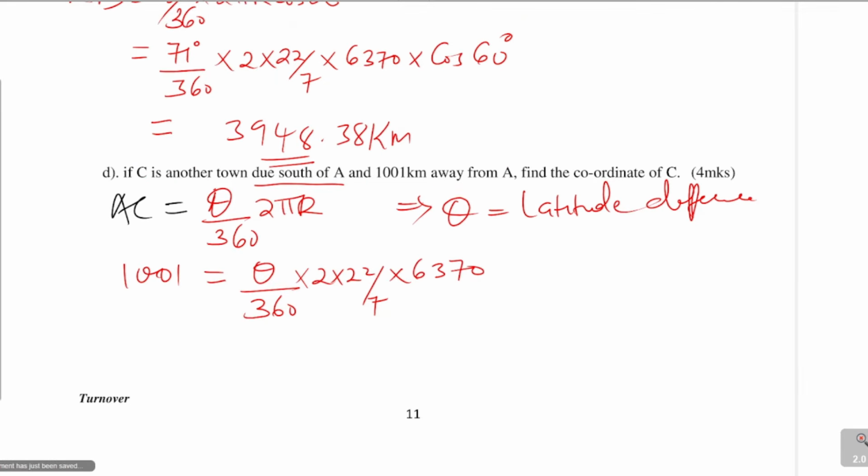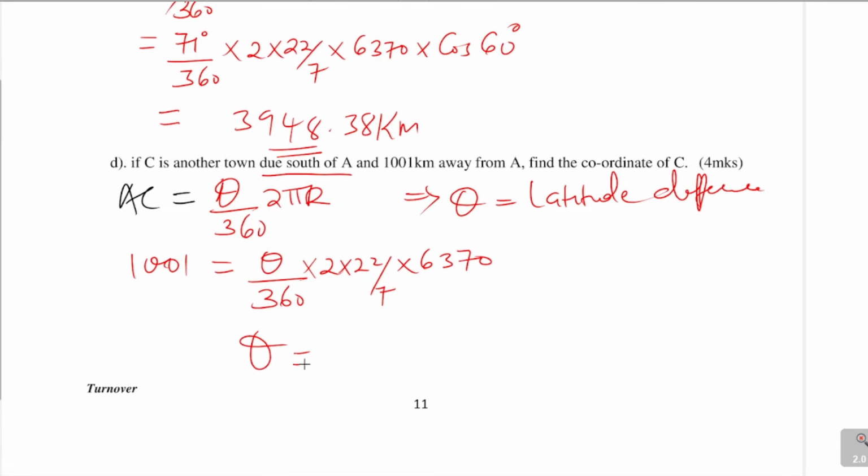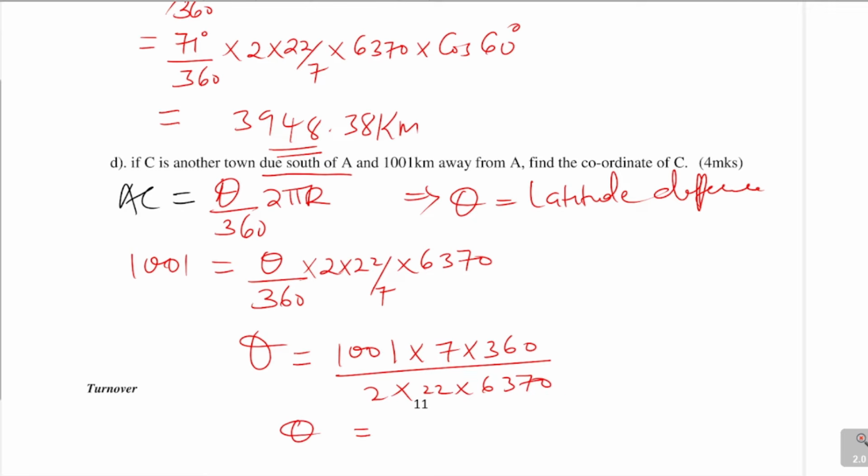So just make theta the subject. Theta will be given by 1001 times 7 times 360, divided by 2 times 22 times 6370. And you notice that when you work this out using a calculator, 1001 times 7 times 360 divided by 22 times 2 times 6370, you get 9 degrees. So 9 degrees is the latitude difference.